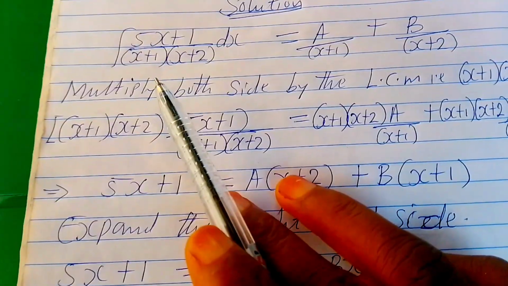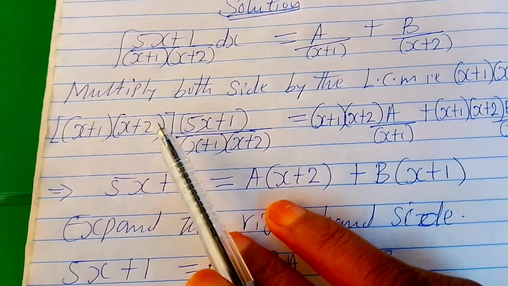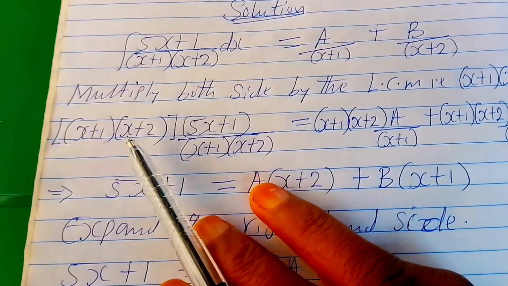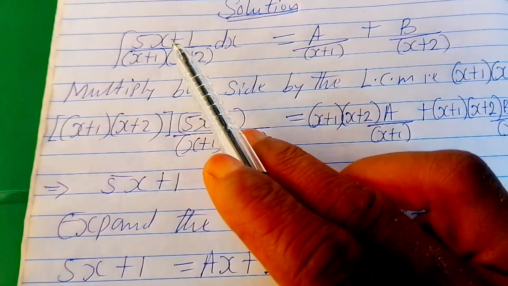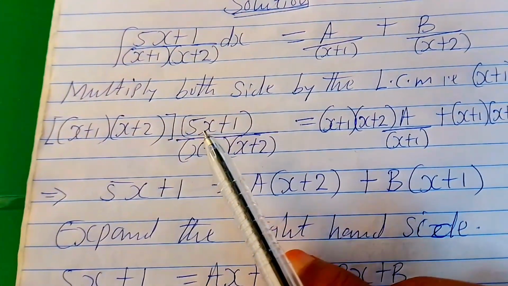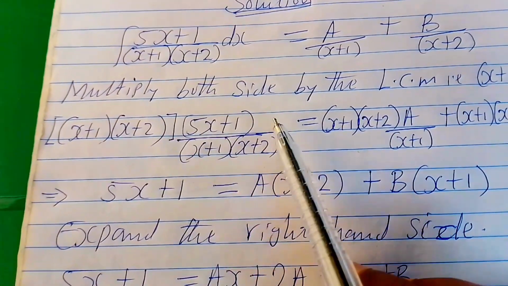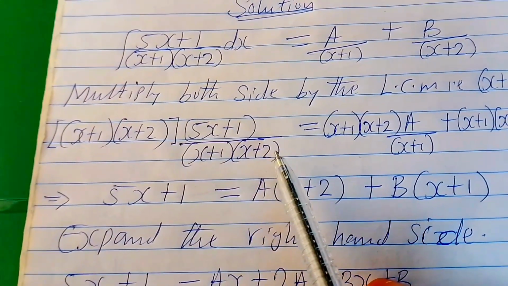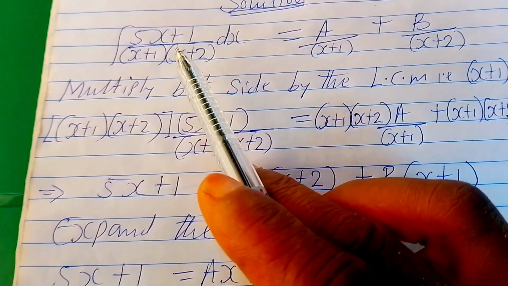If you multiply (x + 1)(x + 2) to the left hand side, we are going to have (x + 1)(x + 2) multiplied by what we have on the left hand side, which is (5x + 1) over (x + 1)(x + 2), the denominator of the left hand side.